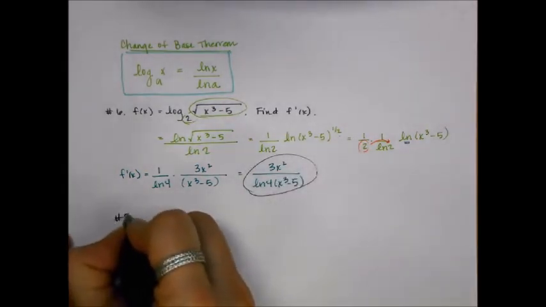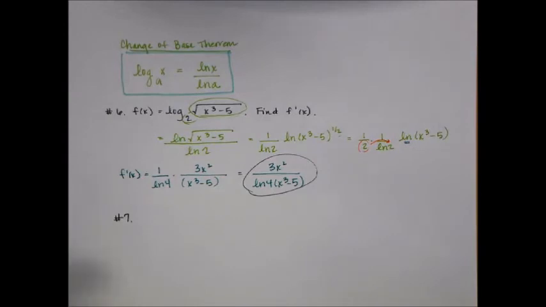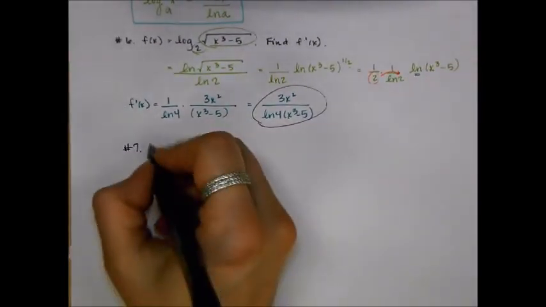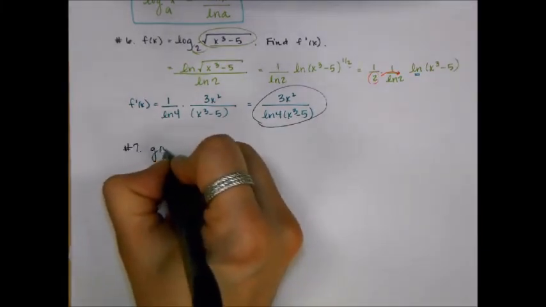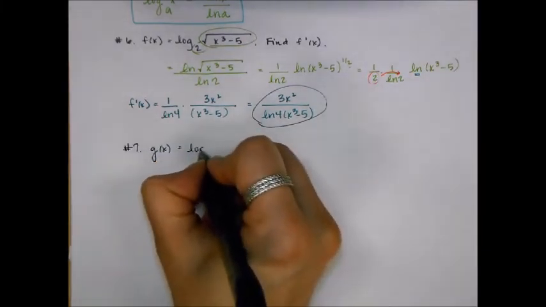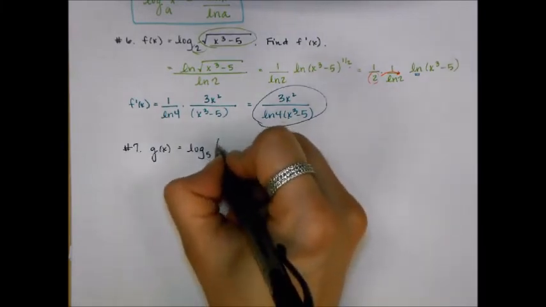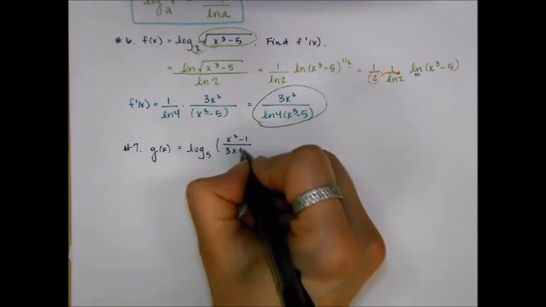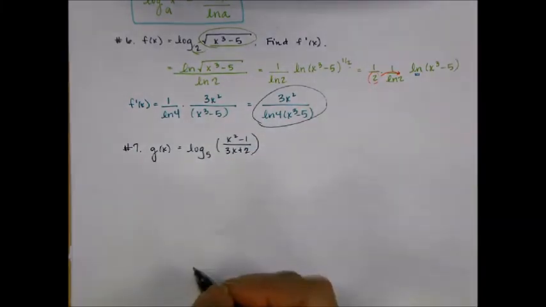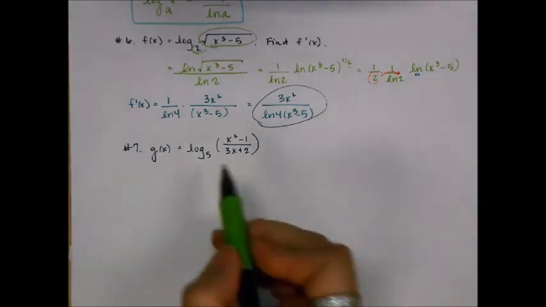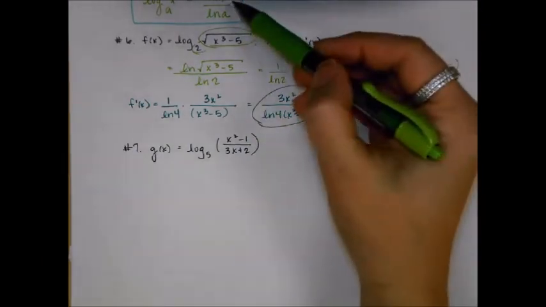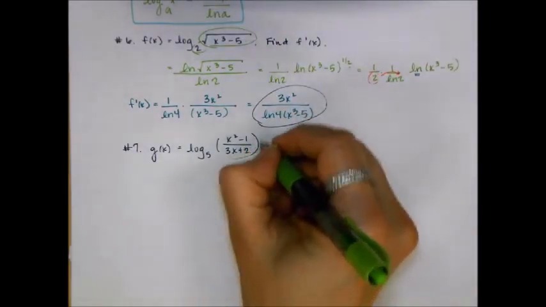So let's try it one more time. All right, so before we get started, we'll use that change of base theorem. We don't want a log base 5, we want a natural log. So we're going to take the natural log of x, which is everything inside, over the natural log of a, which is the old base.